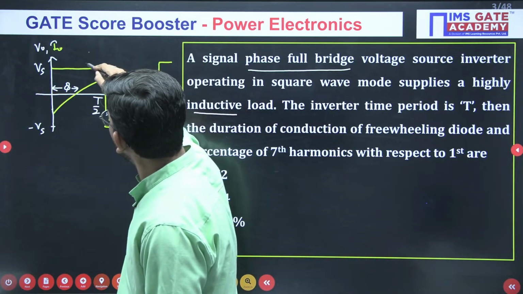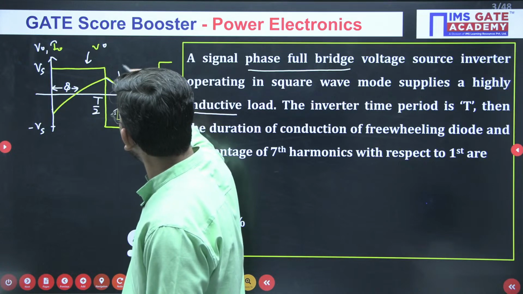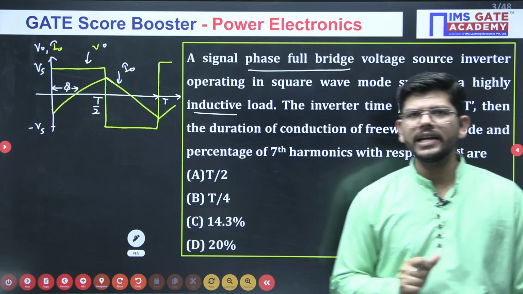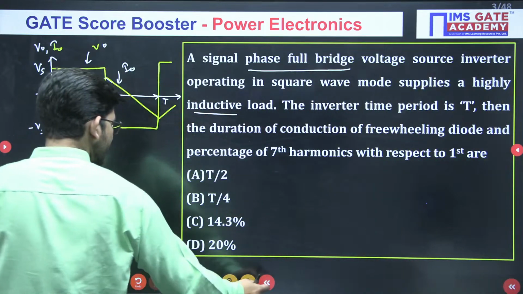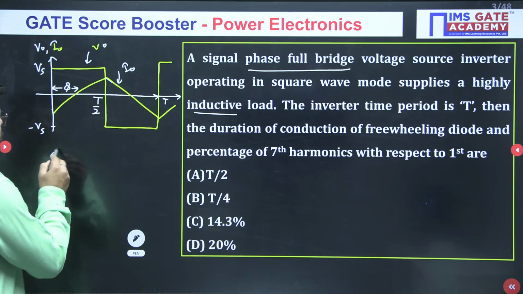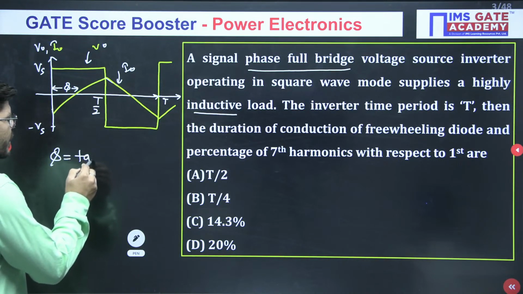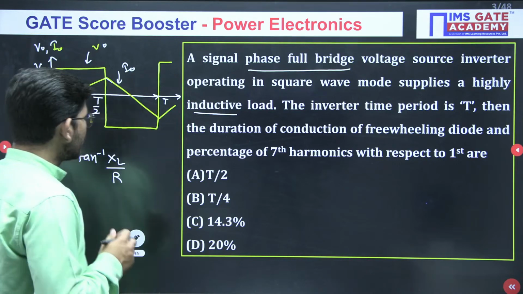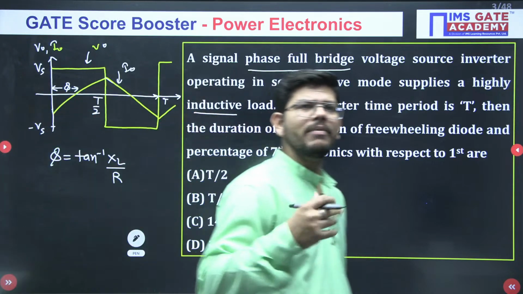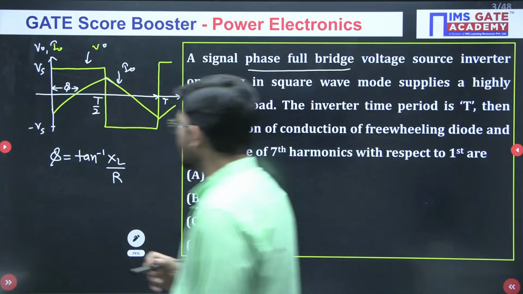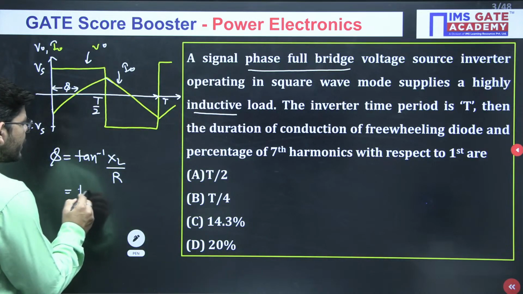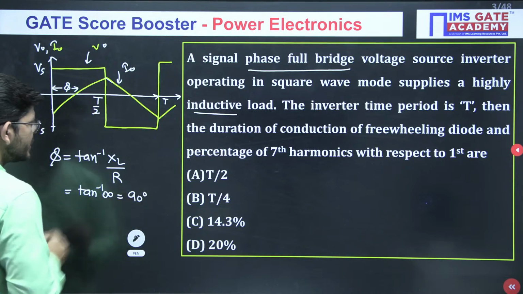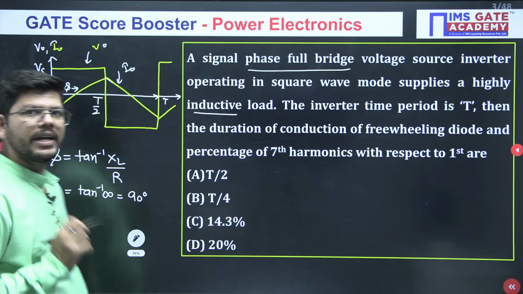Now if you see, this is our output voltage and this is the output current. The output current is lagging the output voltage by an angle phi, isn't it? So how will you calculate this angle phi? This angle phi will be tan inverse of XL over R, because inductance is dominating. We have an RL type of circuit, we can assume. Now if inductance is dominating, meaning there is no resistance, we will have tan inverse of infinity, or 90 degrees, isn't it? So the phi angle will be 90 degrees.